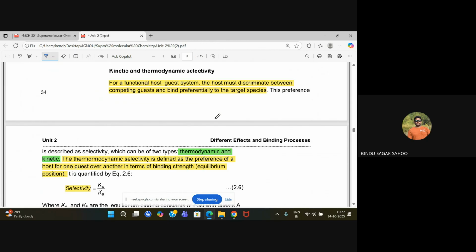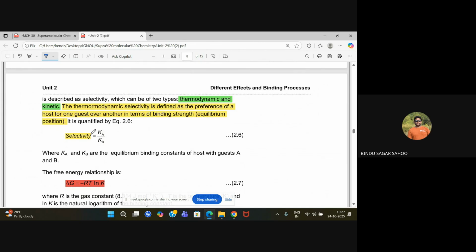The thermodynamic selectivity or thermodynamic stability can be determined by the equilibrium constant values. Here you can see Ka and Kb, both equilibrium binding constants. Ka is the equilibrium binding constant of the host with guest A, and Kb is the equilibrium binding constant of guest B with the host molecule. By comparing the equilibrium binding constant values, we can say which guest forms the more stable complex with this host. So the thermodynamic stability is predicted from the equilibrium constant values.